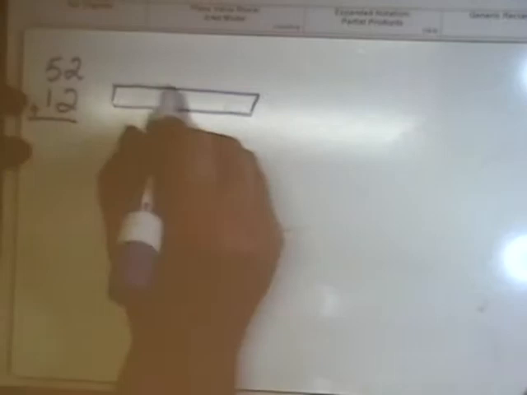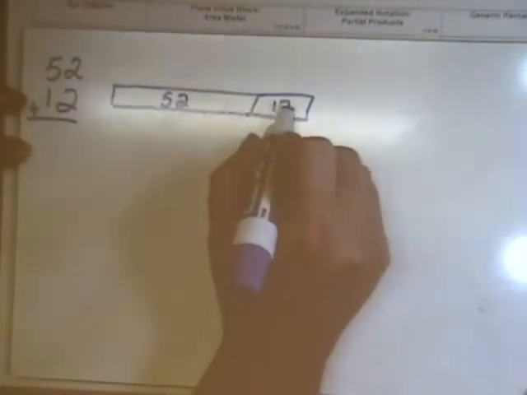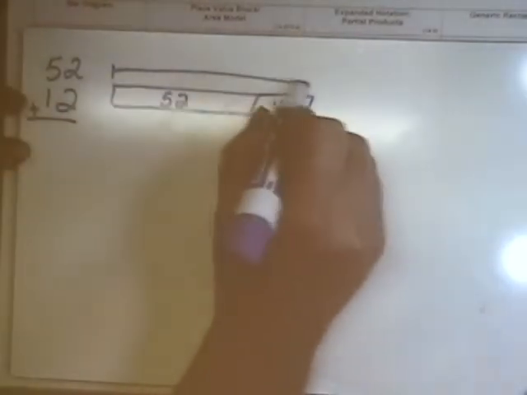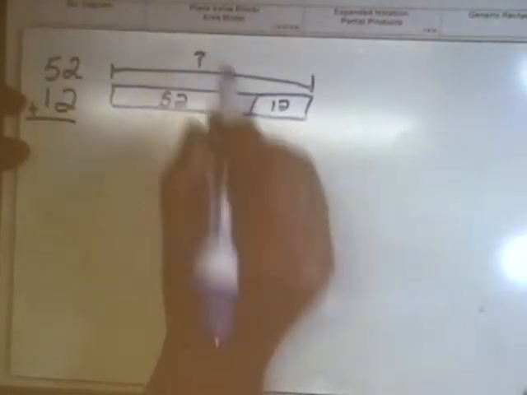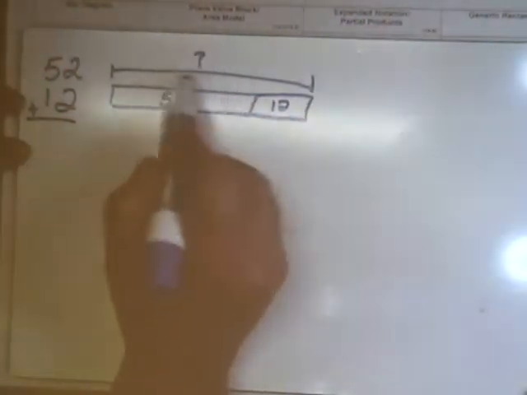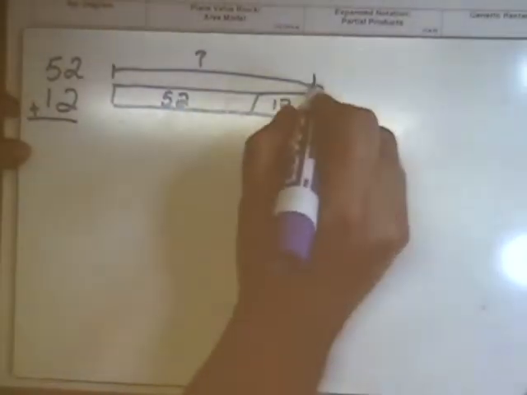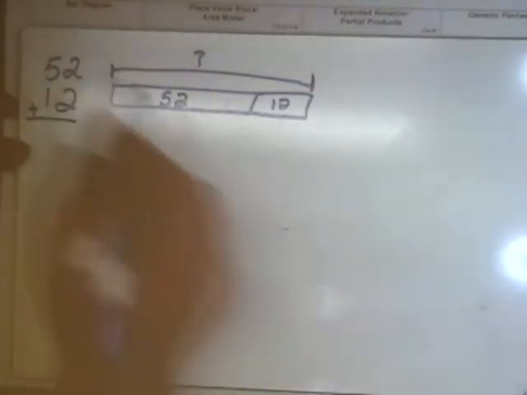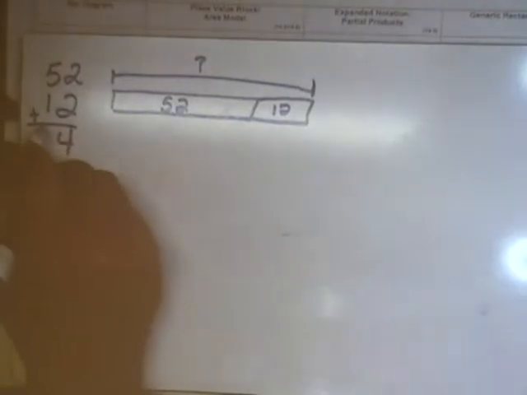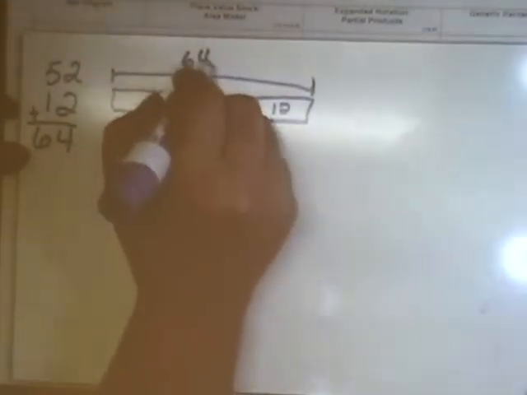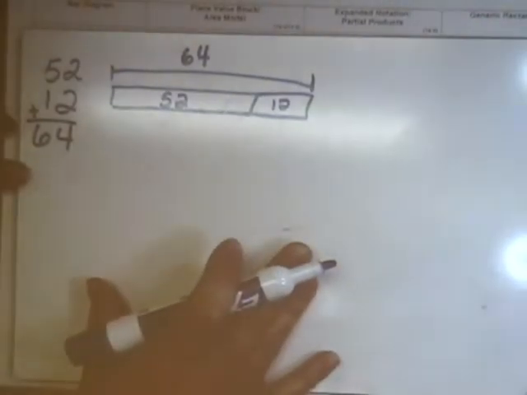if I needed to show that in a bar diagram, I would show 52 plus 12 equals some number. My missing number we'd show on top. So I would replace my question mark with 64. That's how we use the bar diagram with addition.